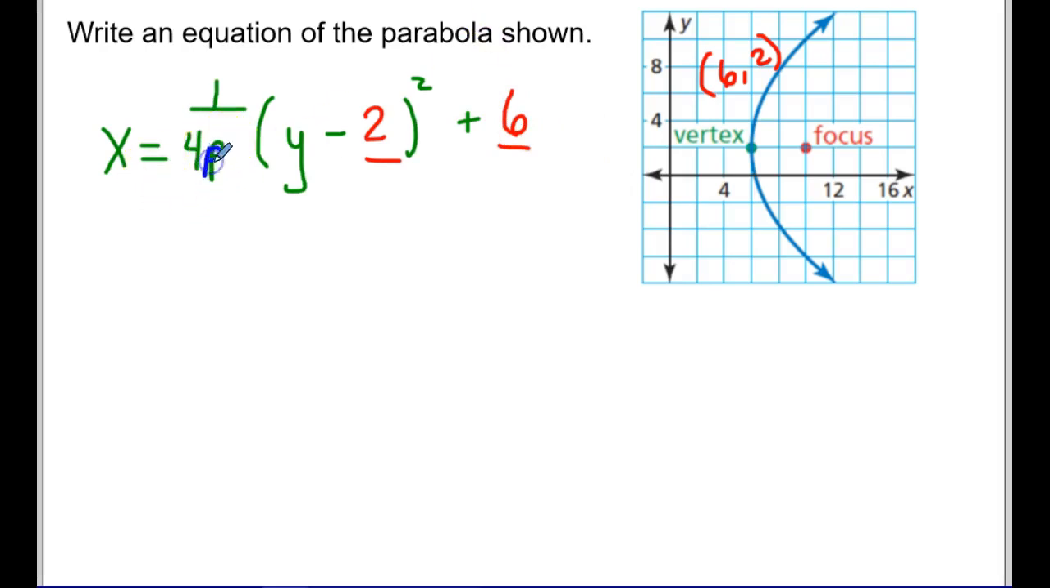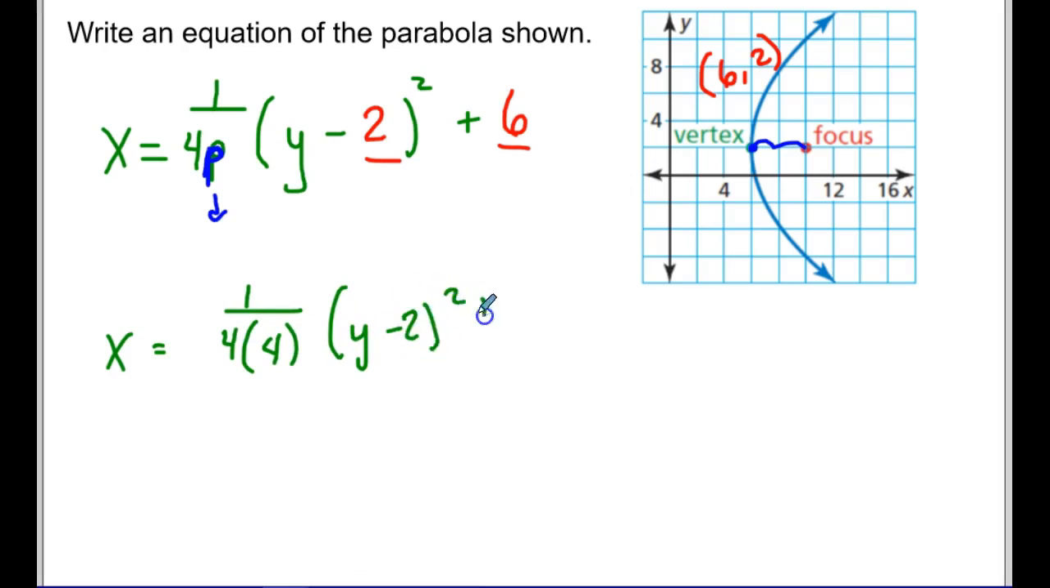So here's p. p is always that distance from the vertex to the focus. So here I see I go 2, 4, so my p becomes 4. Now we just have to simplify. So I have x equals 1/4, and I said that p was 4, times y minus 2 squared plus 6.